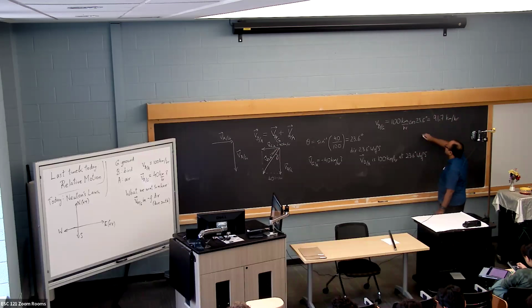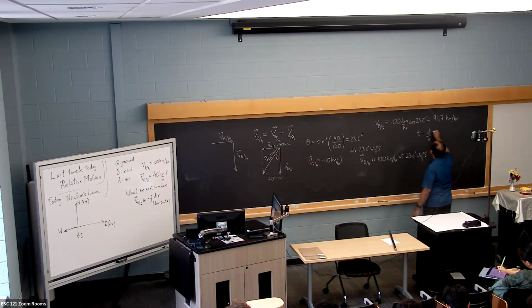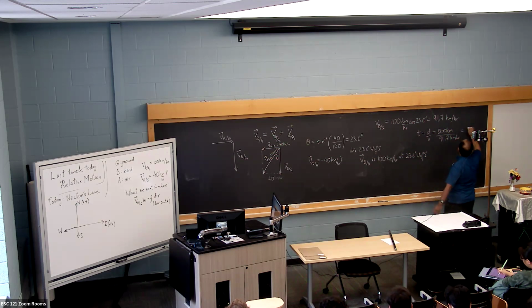And so then the time, because it's moving at a constant speed, is just distance over speed. If the distance to be covered on the ground is 500 kilometers, it's 500 divided by 91.7 kilometers per hour, which equals 5.5 hours. All right.